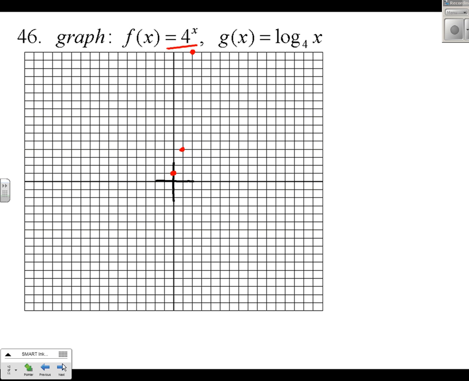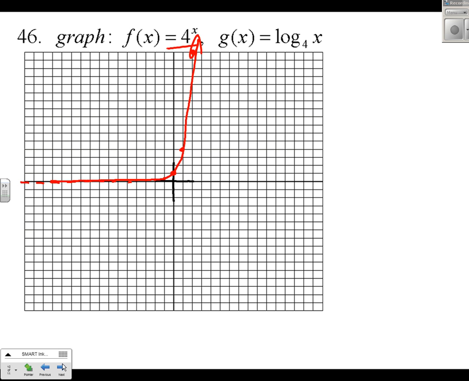Put in negative 1, I get 1 on 4 to the first, 1/4. Put in negative 2, 1/16th, 1/64th, 1/256th, 1/1024th, I think, something along that line. Anyway, this guy is getting sucked down into 0, so we are right barely above 0, and then it just takes off like crazy. Bad drawing.